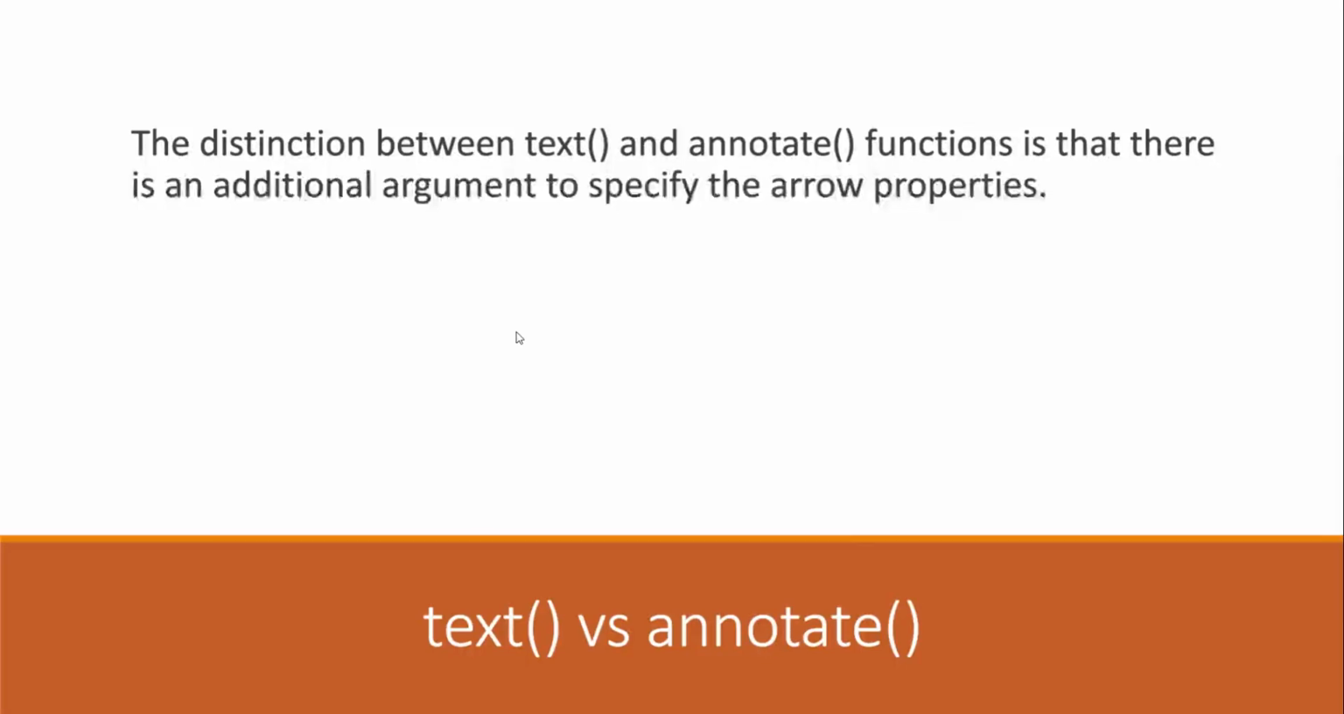Now I will tell you what is the difference between the text function and the annotate function. The distinction between the text and annotate functions is that there is an additional argument to specify the arrow properties. In the previous module, you have seen that we don't specify arrows in the text function, but in this annotate function we can add arrows to the text or a plot also. So let's see examples related to the annotate function first.